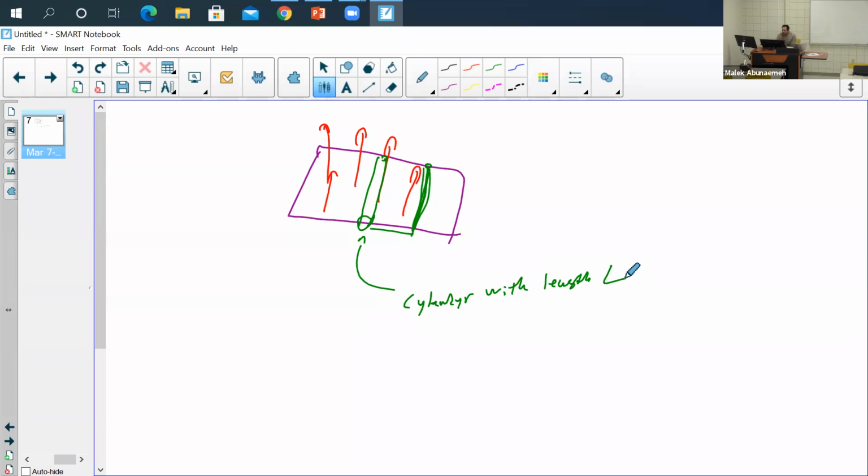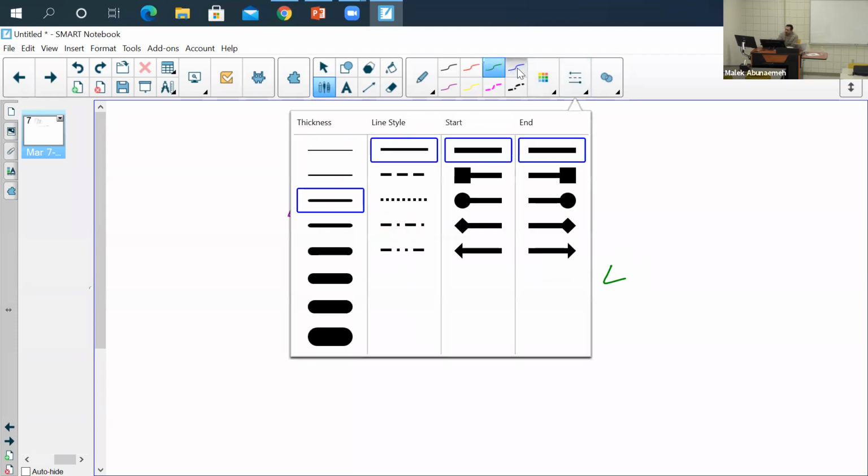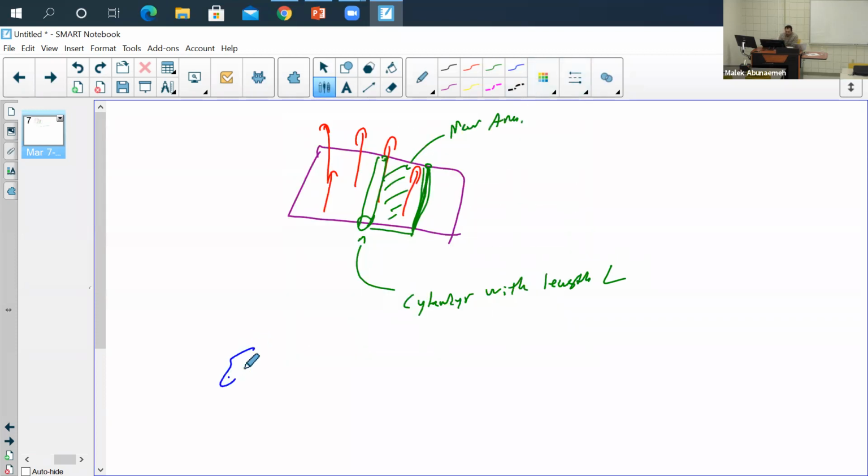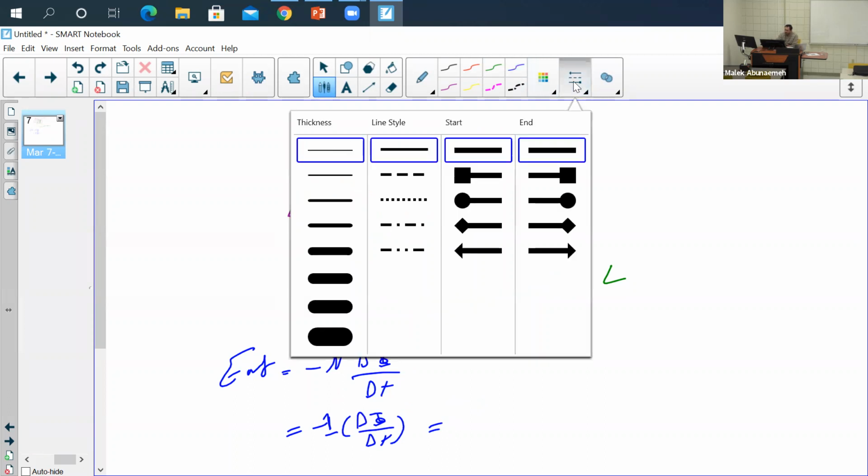Now, when you roll the cylinder, that means you're going to have a new area. Now, your electromagnetic force that we talked about, which is your generated voltage, again, is minus N, change of flux over the change of t. Let's say we have one loop, so it'd be minus 1 multiplied by delta flux divided by change of t. Now, the change of flux, that's going to equal to what?